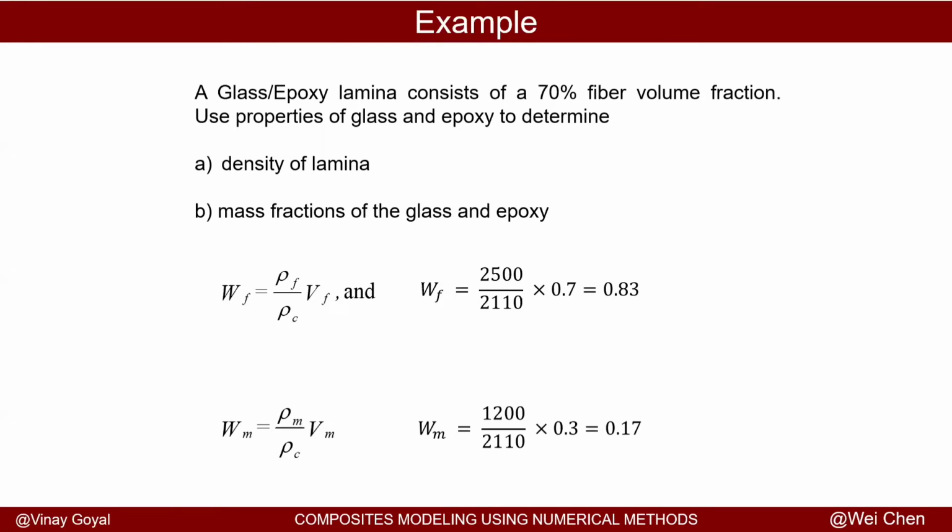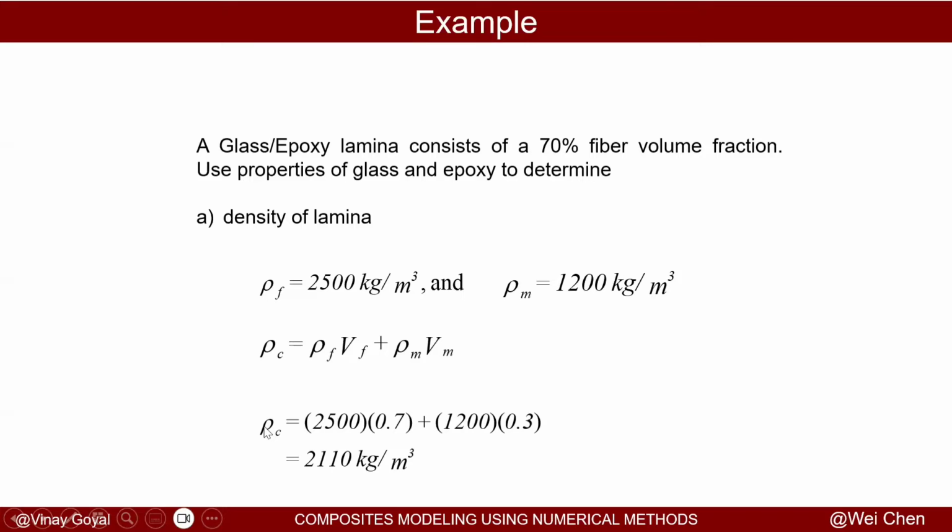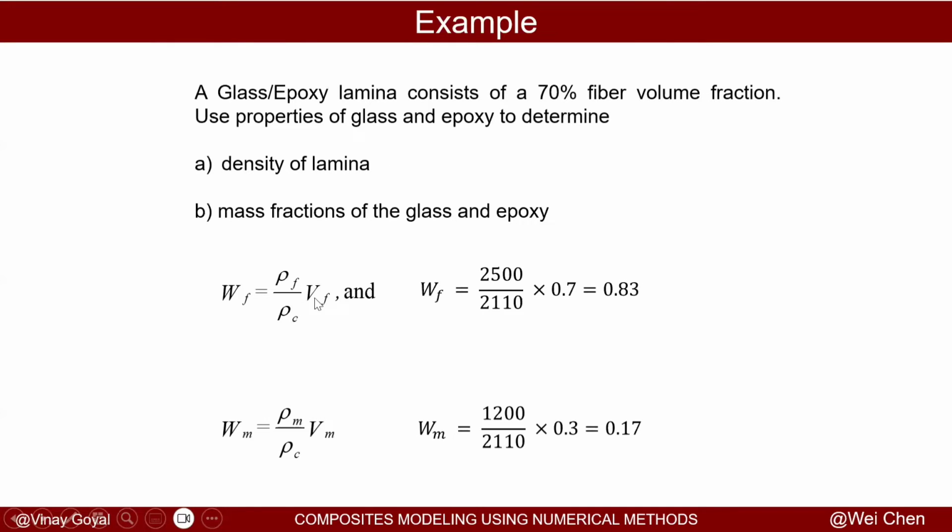So I can do that because I know the density of the fiber. I know the density of the composite because I just found it here in this step. I know the fiber volume fraction. So therefore, with this multiplication, I should be able to determine the weight fraction, which is 0.83. And then very similarly, I can find the matrix fraction, which is 0.17, the weight fraction.